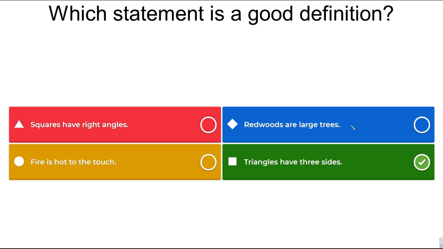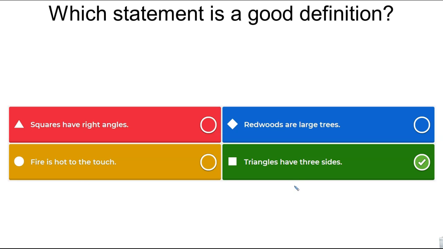But if it's a large tree, then it's a redwood. Okay, not necessarily true. There's other large trees. Okay, fire is hot to the touch. Again, if it's fire, then it's hot to the touch. True, but if it's hot to the touch, then it's fire. That is false. There's other things that are hot to the touch that are not fire.